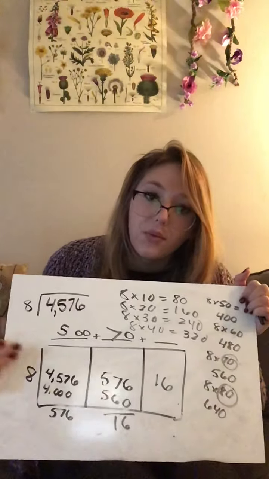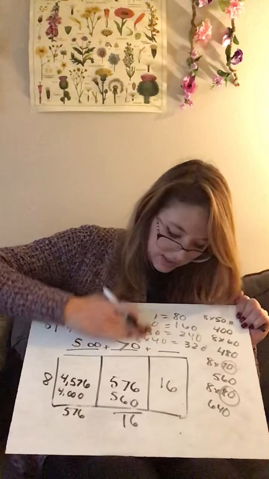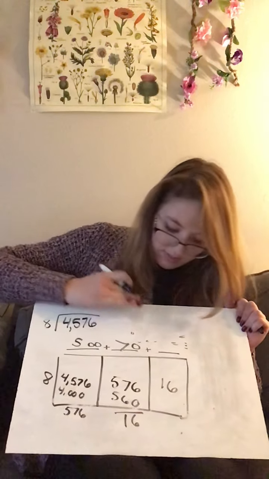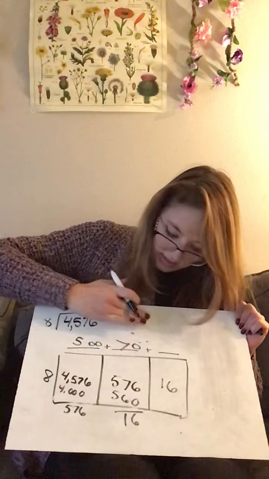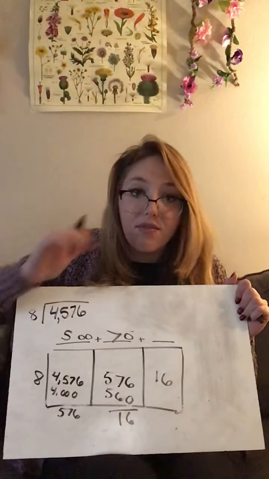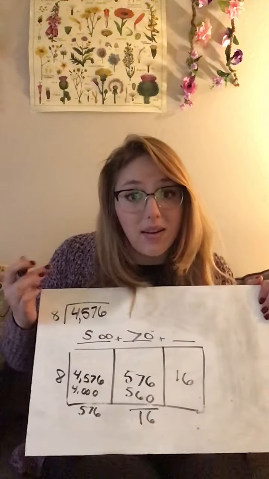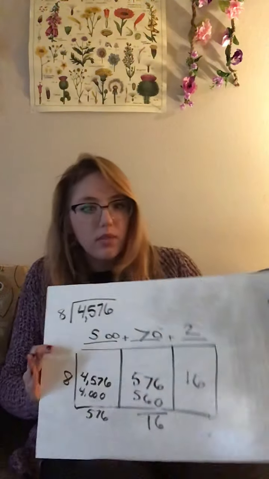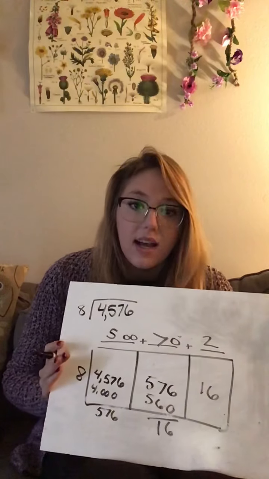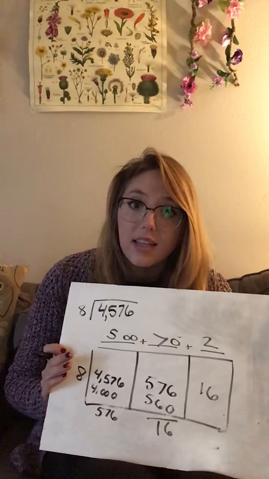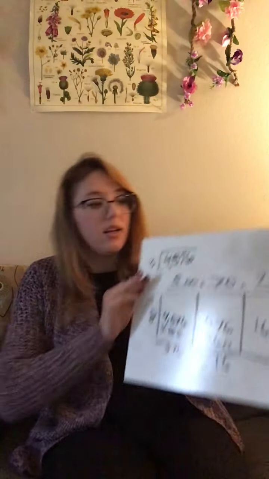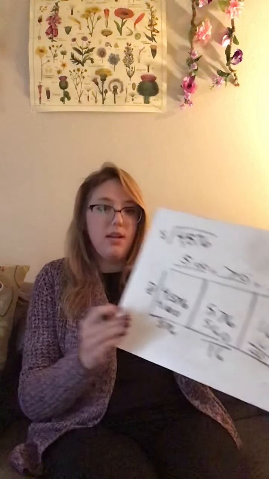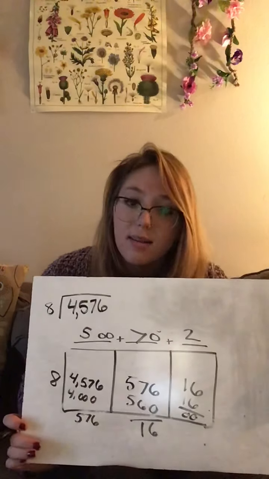Now I'm going to think about the ones. I did my tens and my hundreds. Now I'm just thinking about the ones. 8 times what gets me as close as I can to 16? Well, I know my 8 facts. I know 8 times 1 is 8. I know 8 times 2 is 16. There we go, 2. 8 times 2 is 16. I do need to multiply and subtract to see if I have any remainders. 8 times 2 is 16. 16 minus 16 is 0. No remainders. We've divided this number up completely.